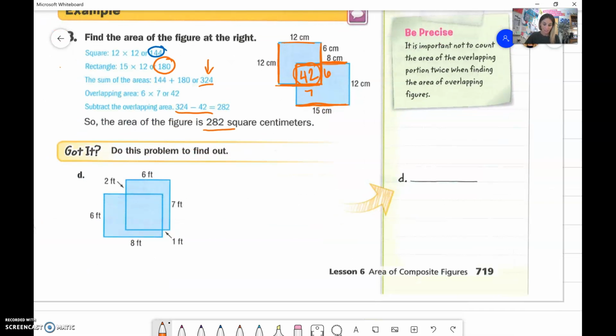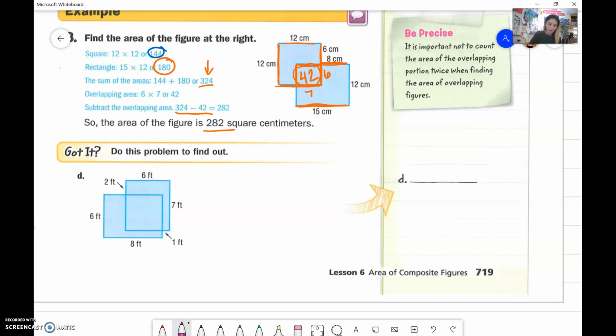Okay, let's take a look at this example down below. Let's just start with this rectangle right here. So area equals length times width. Where's my length? My length is 6 times my 7. So my area here is 42. Okay, so on that one it's 42.